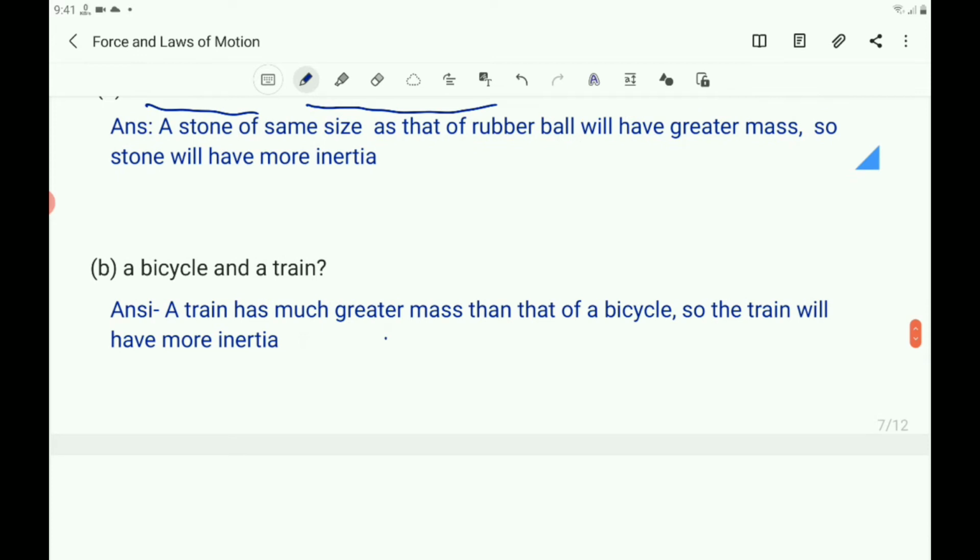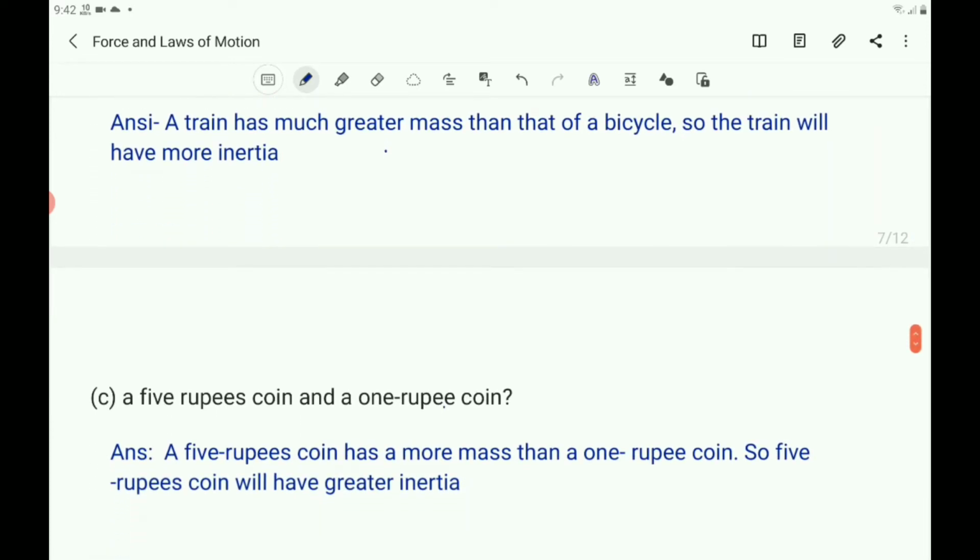Second, a bicycle and a train. A train has much greater mass than a bicycle. So, the train will have more inertia. Next, C. A 5 rupee coin and a 1 rupee coin. A 5 rupee coin has more mass than a 1 rupee coin. So, the 5 rupee coin will have greater inertia, as it has greater mass.